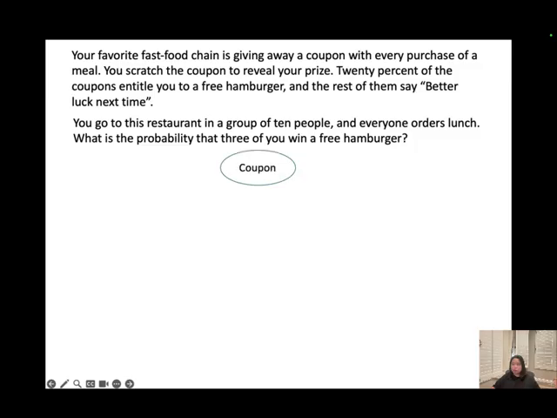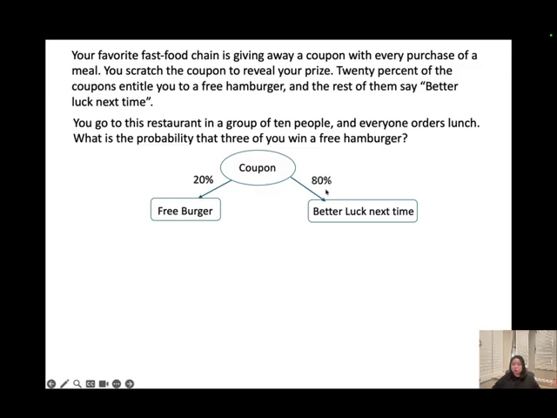So first, you will have the coupon in here. And after you get the coupon, you will have a 20% chance to get the free burger, or they're going to say "better not next time." So think about it, this is going to be the complement. Either you get the free burger or you get "better not next time." If there is a 20% chance to get the free burger, then you will have 80% to get "better not next time." Now you do have 10 people, and everyone is going to order lunch. They want to know the probability that 3 of you win a free burger.